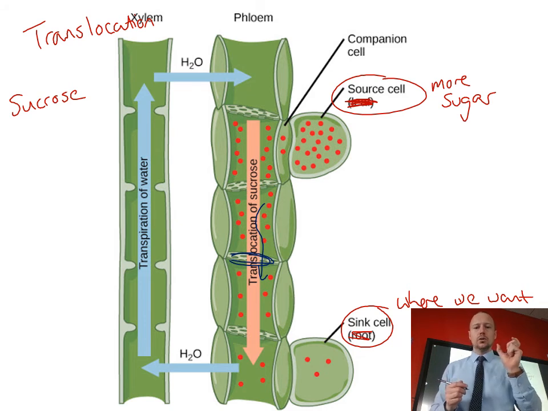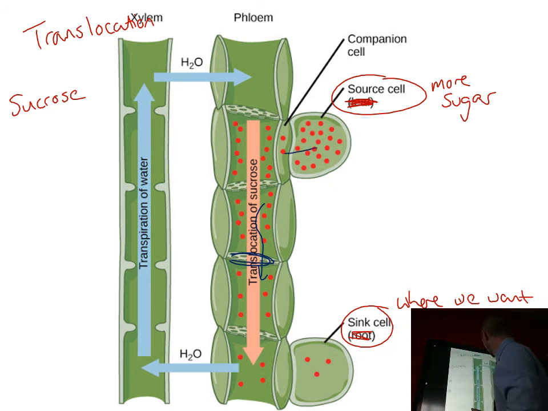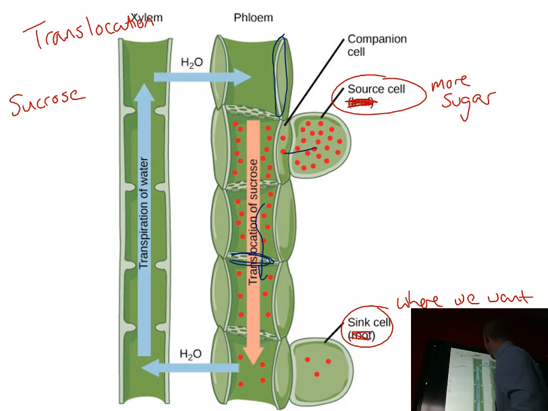Right, how does sugar get into the phloem? So what happens is there's these cells at the site called companion cells, and they've got tons of mitochondria in, and what they do is they pump sugar into the phloem. So this is where active transport happens, and they are pumping sugar into the phloem.